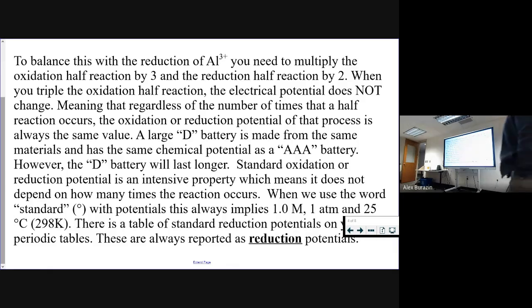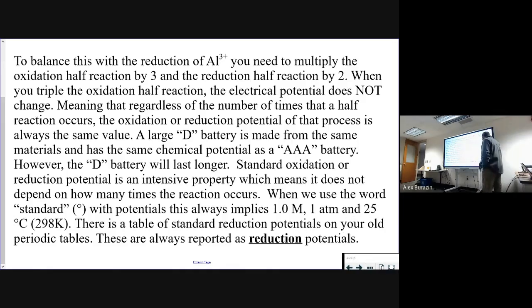When we use the word standard, same meaning as before, we're implying that we have 1 molar solutions, 1 atmospheric pressure, and 25 degrees Celsius. There's a table of standard reduction potentials on your periodic table. We already kind of looked at that. The word standard here and the degree symbol that shows up is the exact same meaning as it was previously with the thermodynamic stuff in 9.1, 9.2, 9.3. Anything with that little degree symbol is implying standard conditions.